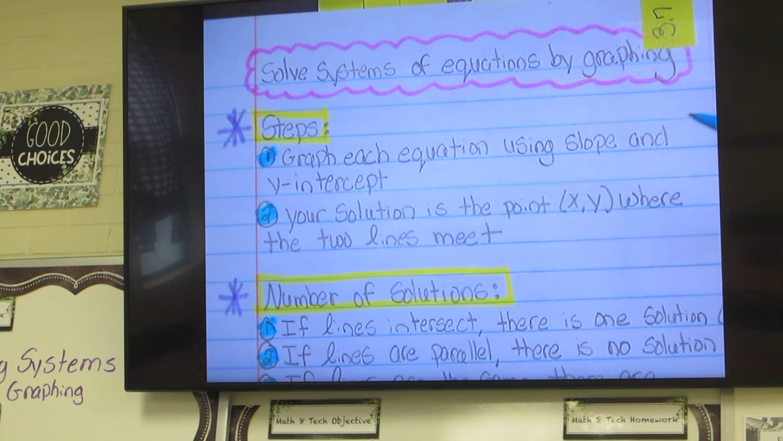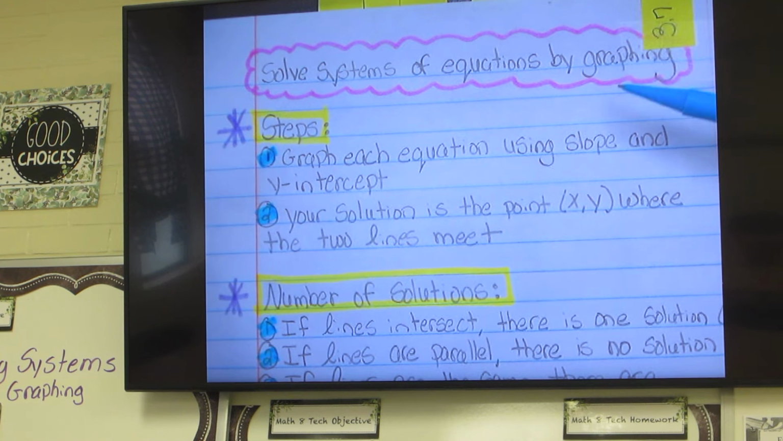So when you're asked to find the solution to a system of equations, you're asked to find the x value that makes the equations have the same y value. What's the x value where the equations will have the same y value? There are three methods to doing that: graphing, substitution, and elimination. The one that I introduced to my students today is graphing.